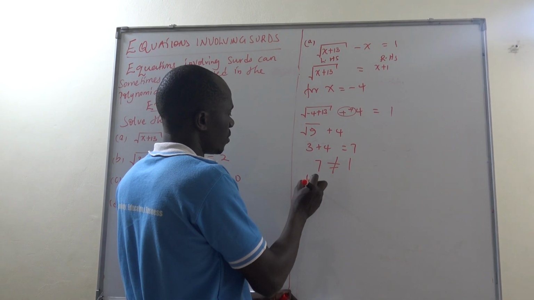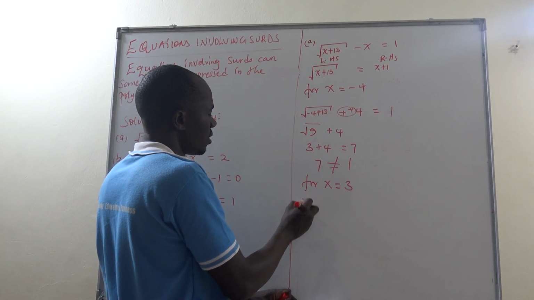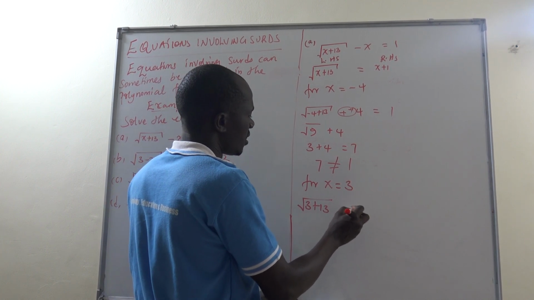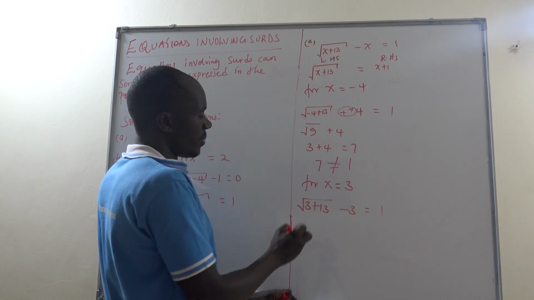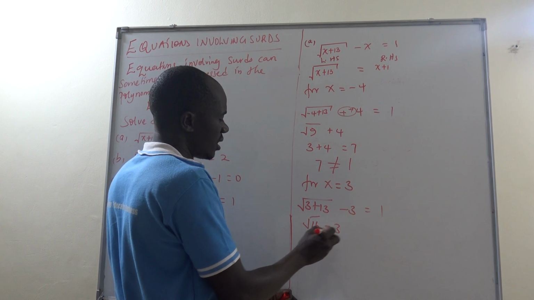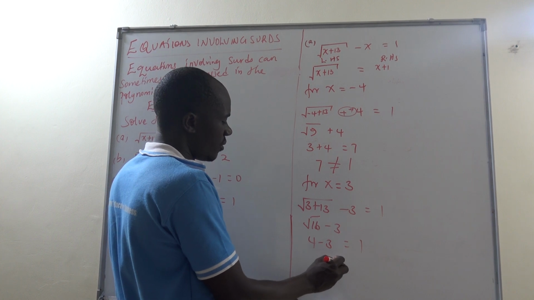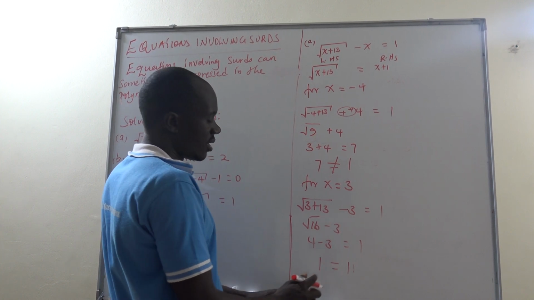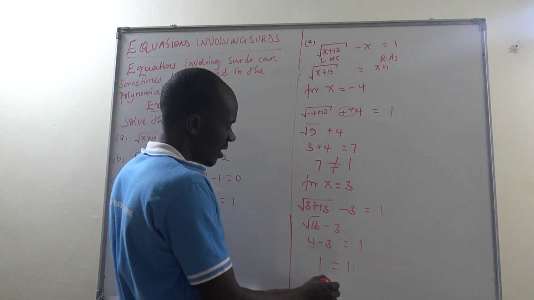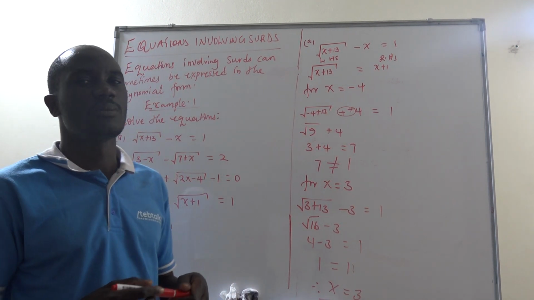We also go for x equals 3. For x equals 3, can we substitute in? We are getting the root of 3 plus 13 minus 3, if it is bringing 1. 3 plus 13, you are getting root 16. Root of 16 minus 3. What is the square root of 16? It is 4, minus 3, which is 1. So 1 equals 1. That means the value which is correct here is 3. You say therefore x equals 3. So it's the rightful solution for that.